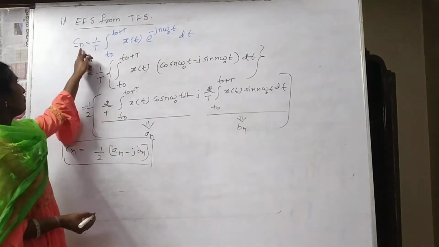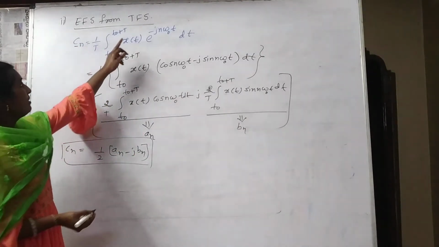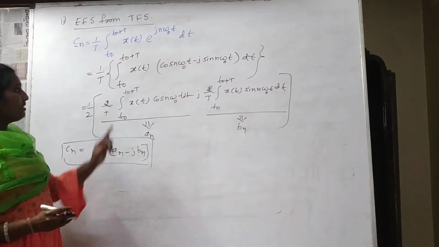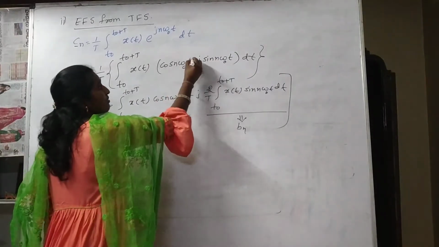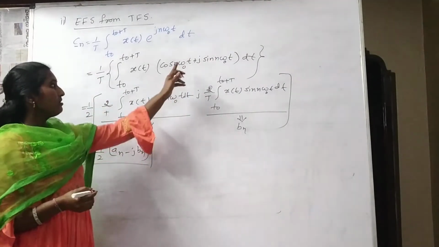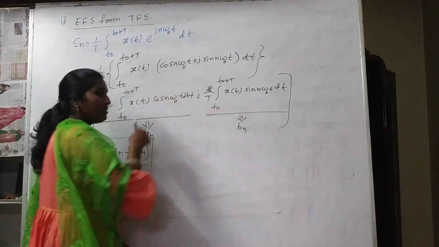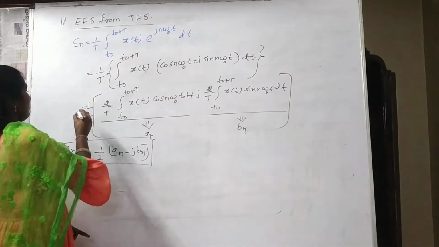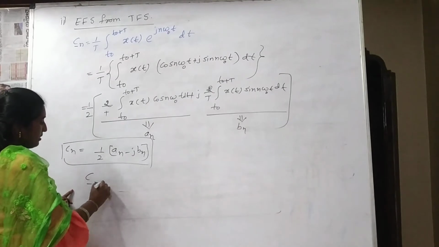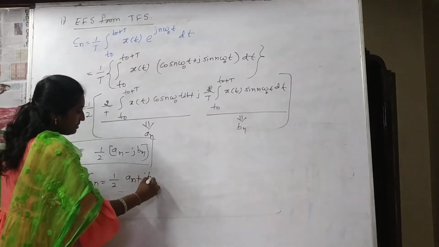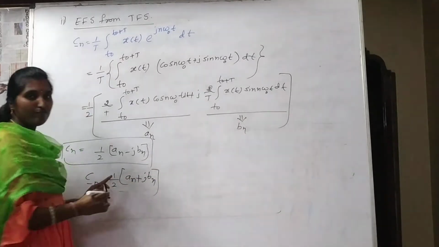For c minus n, replace n by minus n simply. That means here n will be replaced by minus n in e power jn omega naught t. Then this will be e power j theta, cos theta plus j sin theta. And even in the middle also you get the plus. Finally you get c minus n is equal to 1 by 2 (an plus j bn), which is the relation for c minus n.